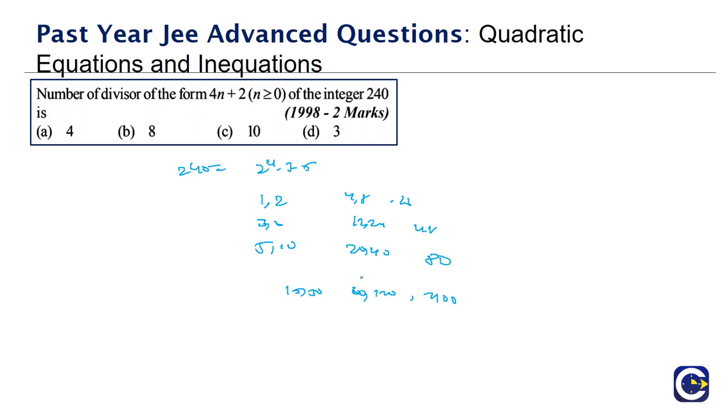So out of this, the divisors which form 4n plus 2 are 2, 6, 10, 30, which will form the 4n plus 2 value. So the number of divisors which form 4n plus 2 is nothing but 4. So the answer for this question is option A. Moving on to the next question.